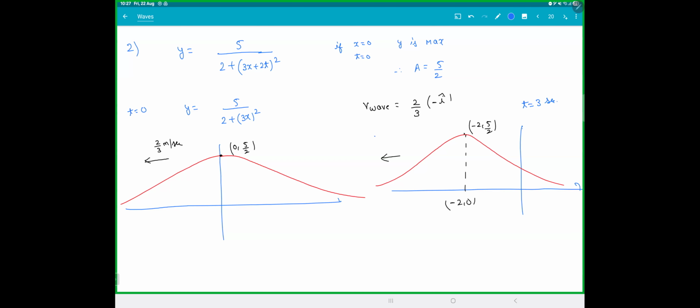Coefficient of time by coefficient of x. Look at the dimensions now. The coefficient of time will have dimension 1 by T, and the coefficient of x will have dimension 1 by x. Clear with this? You can get questions of this sort also. Every time it won't be a sine function for you. So that is about non-standard waves.